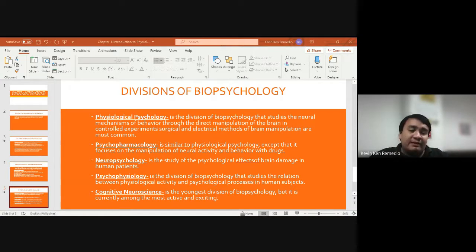Throughout the semester, we will try to establish that. Lastly, cognitive neuroscience. Youngest division of psychology, but currently among the most active and exciting. Because it is young, it is still being studied a lot. Here emerge the concept of learning, and the concepts of short-term and long-term memory, STM and LTM. Here also emerge the concepts of motivation, what motivates a person to behave this way, etc.